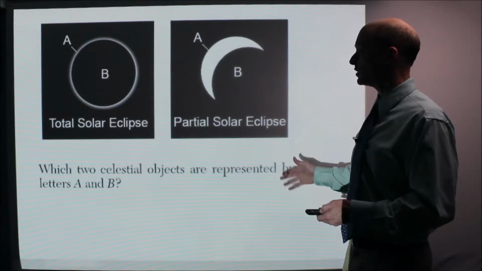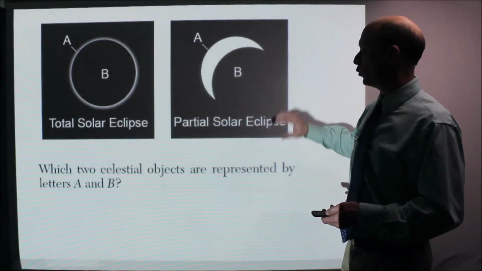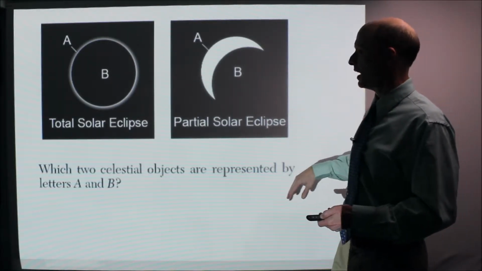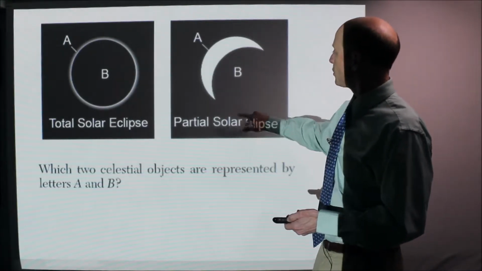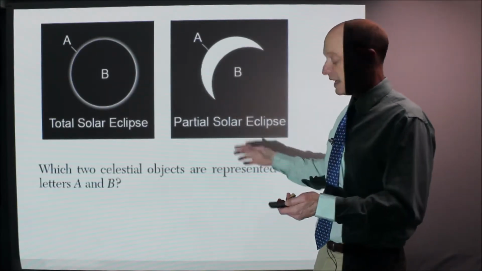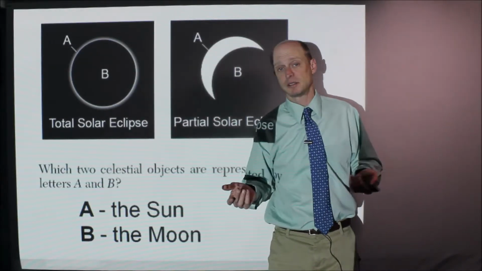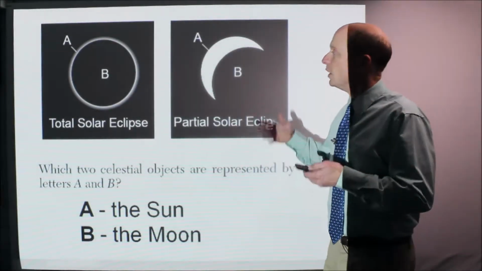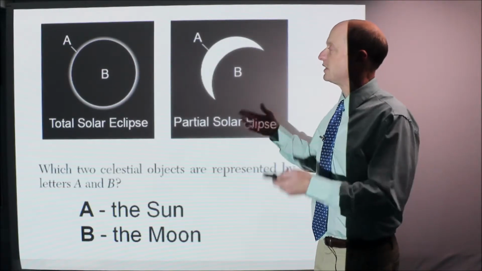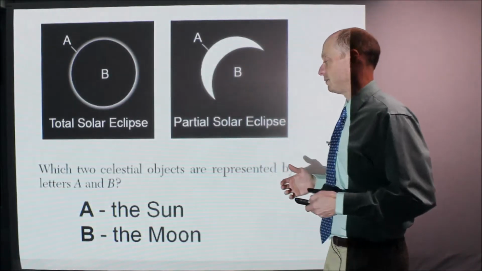And here is a typical question where it says, which two celestial objects are represented by letters A and B? And the answer is this: A is the sun and B is the moon. I believe this was a multiple choice question, and that was it. So you have to understand something about a solar eclipse and what it represents and what's going on.